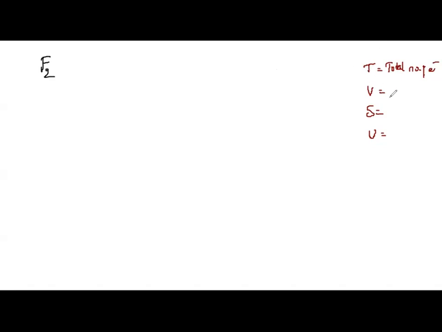Then V is the total number of valence electrons. S is T minus V, and U is V minus S. So if you know T and V, you can calculate S and U. What does S stand for? S stands for shared electrons. Shared electrons means the electrons which are participating in bond formation. And U stands for unshared electrons.